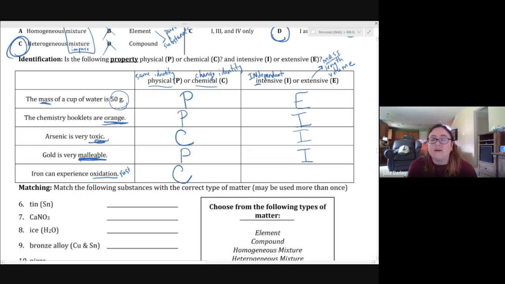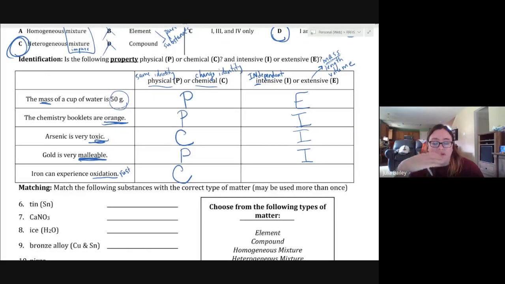And iron can experience oxidation. Again, rusting. Any amount of iron can rust if it gets exposed to water and oxygen. So it doesn't matter if it's one little screw or a whole building. If you have iron in the right conditions, it is possible for that iron to oxidize. So if it doesn't matter how much you have, if it's independent of the amount, then that makes this an intensive property.